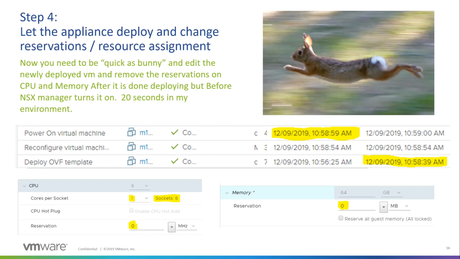So in my environment, you've got to be quick as a bunny, as I say here, and basically go edit the virtual machine settings after the appliance is completely deployed, but before NSX Manager tries to power it on. In my environment, it was basically a 20-second period. The deploy OVF was complete at 10:58:39 in my example here, and it powered on the virtual machine at 10:58:59, 20 seconds later. I had to get in there, right-click, change my sockets down to 6, which is what I have in my environment, change the CPU reservation to 0, and remove the reservation on the memory and save that before it tried to power the appliance on.